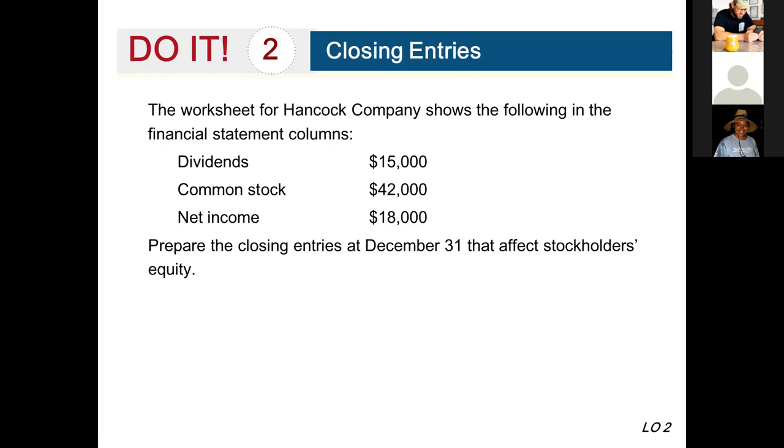Net income should be a debit to the income summary account, and the income summary should be a credit. Dividends should be a credit, and then the stockholders' retained earnings should be on the debit side. Okay, and then, yeah, you got it. I think you got it. This case.